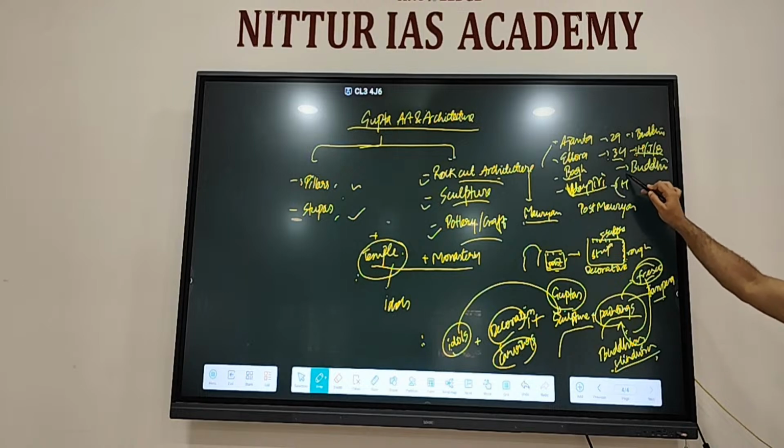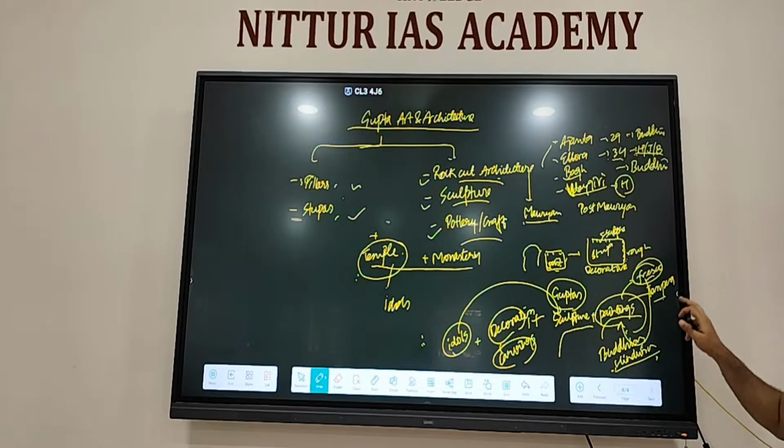In Udayagiri, you are seeing more of Hinduism. So these are the types of caves you are seeing. So if you see the rock cut caves.